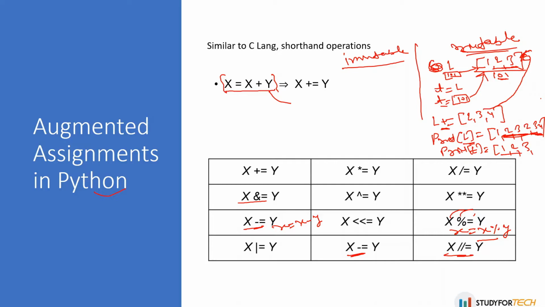But if you do this thing, L equal to L plus 2, 3, 4, which is not augmented, this is a simple one. So what will actually happen here? In place changes will not happen. So here the new object will be created.